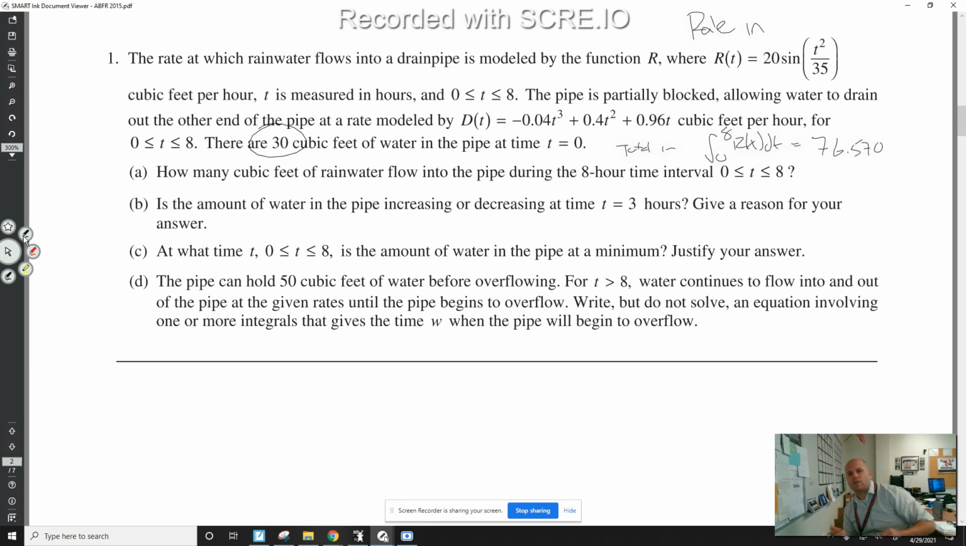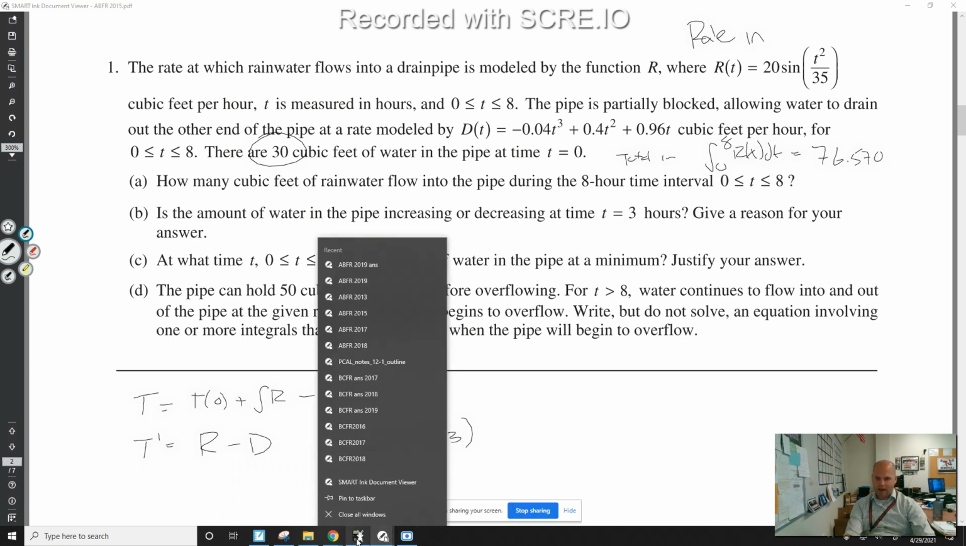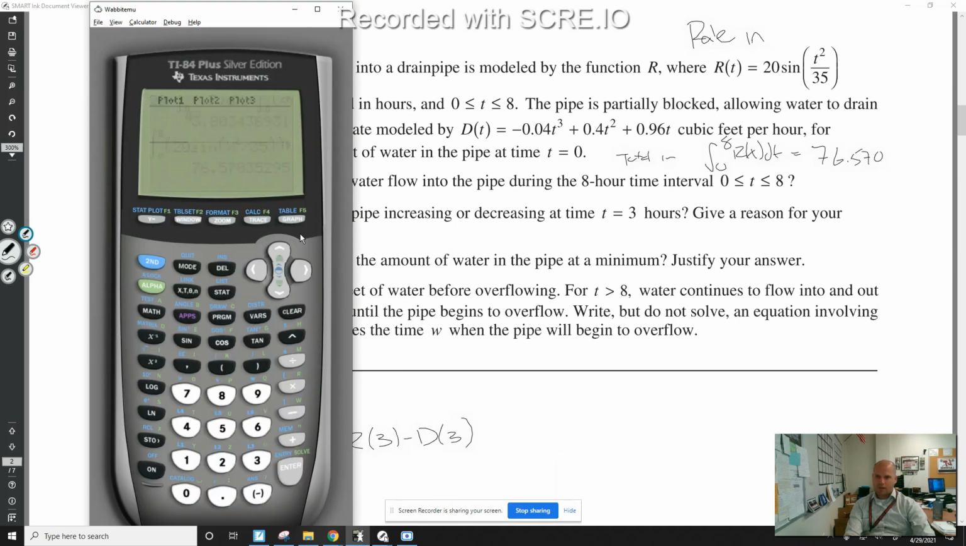Is the amount of water in the pipe increasing or decreasing at t equals 3? Well, if the total is our initial plus the total in minus the total out, that means the derivative of their total is just the rate in minus the rate out. The velocity in minus the velocity out. R of 3 minus D of 3 is all we need. Now, we're going to find the mins, so we might as well graph T prime anyways. And then we'll have just R minus D, and we can find R minus D of 3.